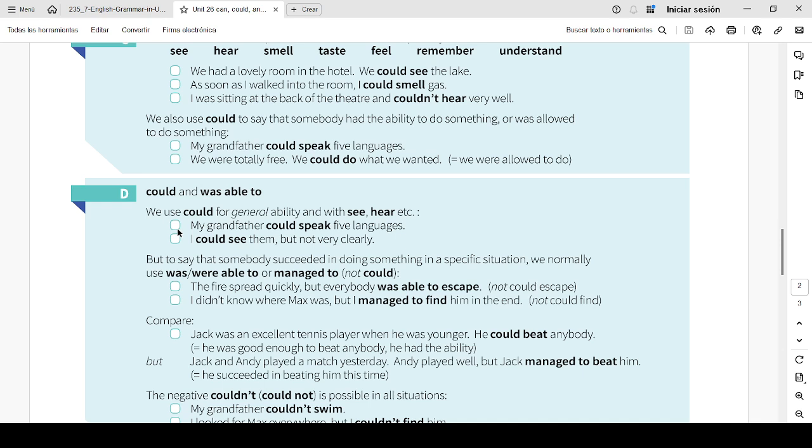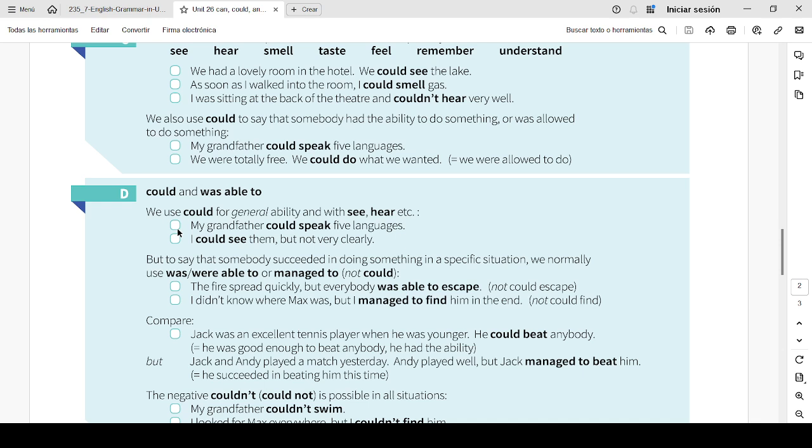But we use "managed to" or "be able to" when somebody succeeds in doing something. Like, I managed to finish my homework. I managed to save a lot of people in the fire. Just for example, when we succeed in doing something, okay.